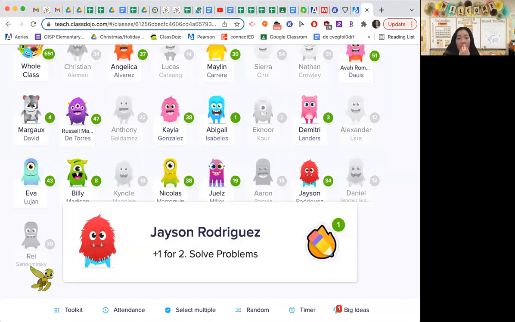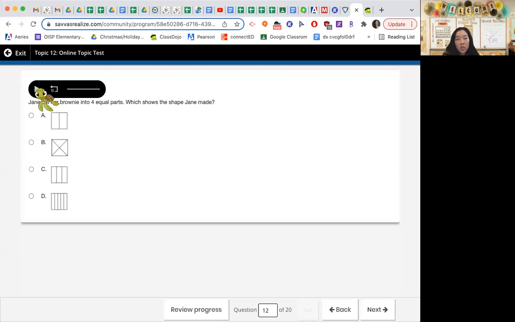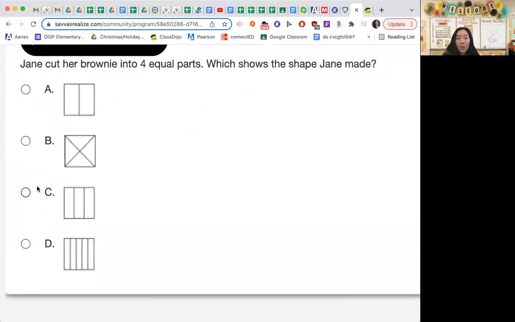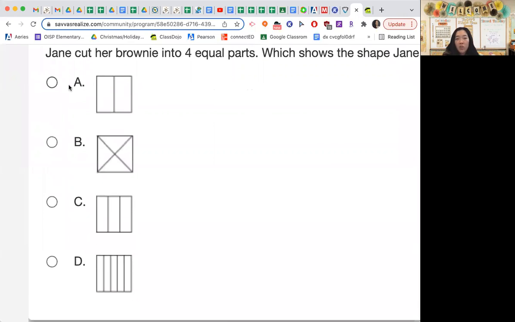Okay, next we've got Matthew. Matthew, you're going to answer this next question. Jane cut her brownie into 4 equal parts. Which shows the shape Jane made? So 4 equal parts means that she wants to share it with 4 people. How many people would she be sharing it with if she cut it as A? How many people can eat this, Matthew?